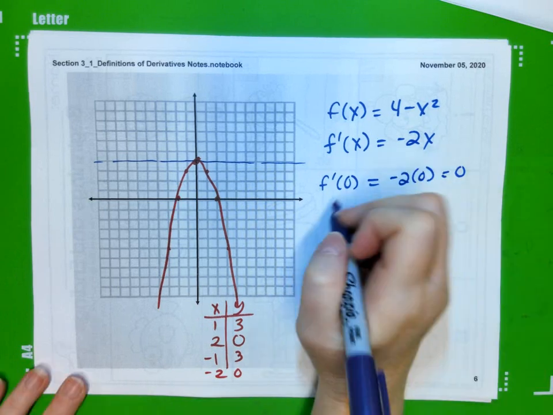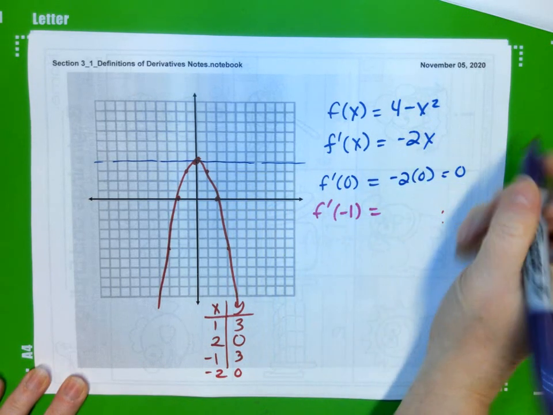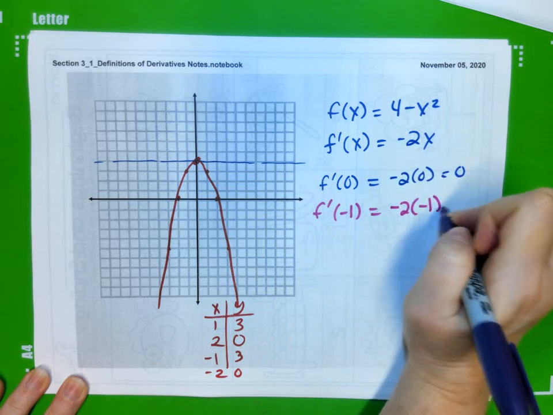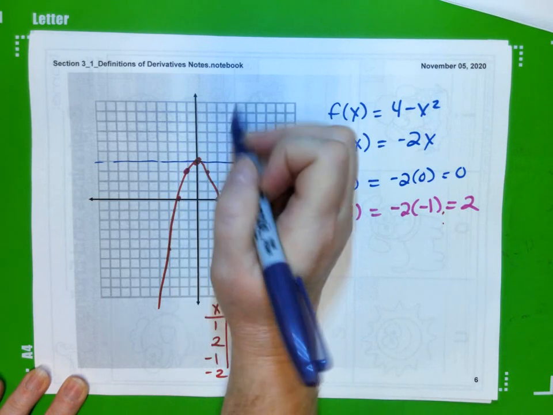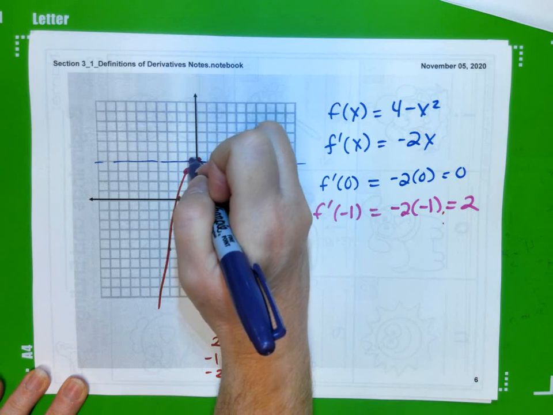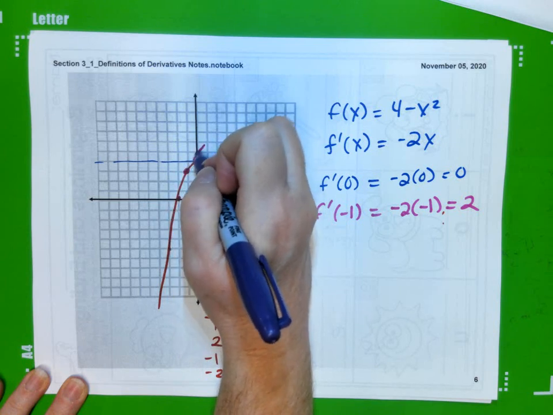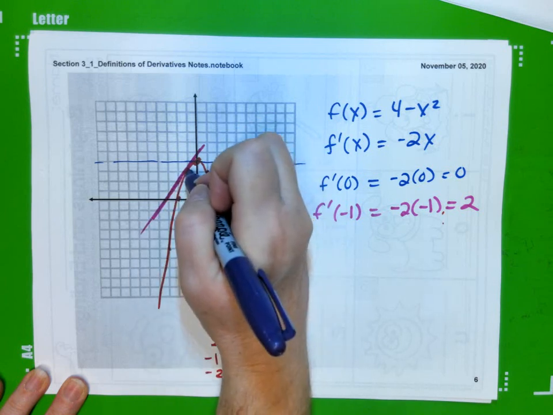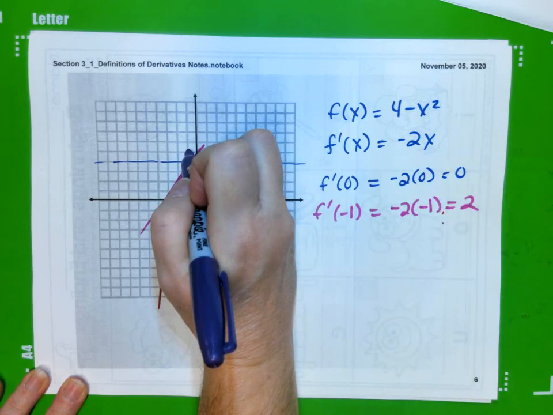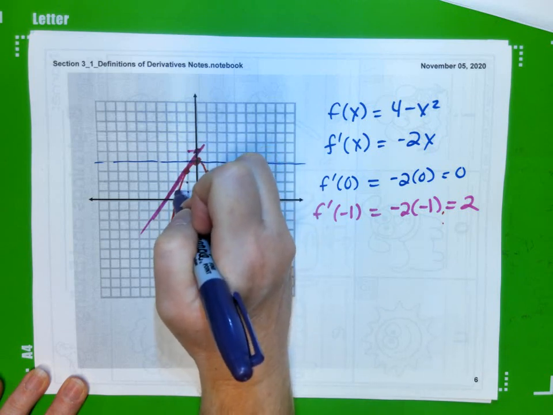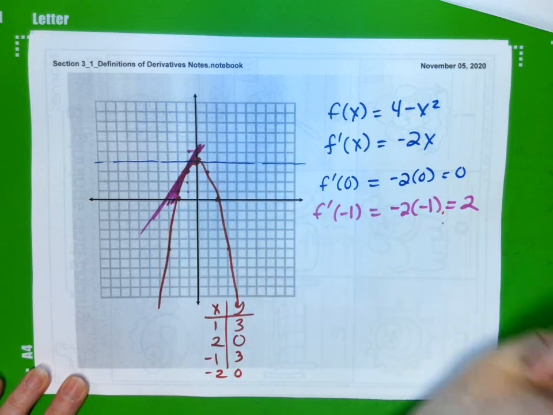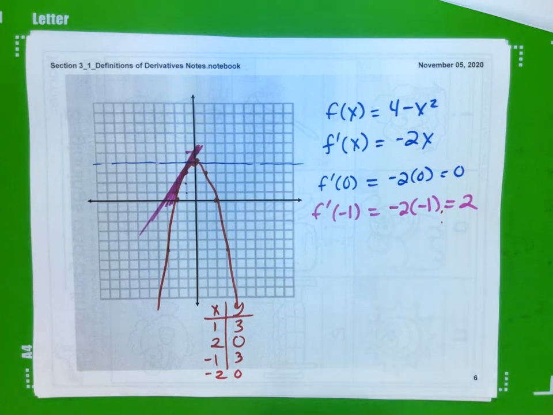How about f prime of negative 1? Well, that would be negative 2 times negative 1, or positive 2. So that means that at this point, it would be going up 2 and over 1, which makes sense if I look at that. Here's the line. I'm trying to touch that point, and if I go up 2, 1, 2, and over 1, I'm right there. If I go down 2, 1, 2, and over 1, I should be right there. I'm not real good at drawing these, so there you go. Okay, there's my slope there. That makes sense. How about f prime at 1?